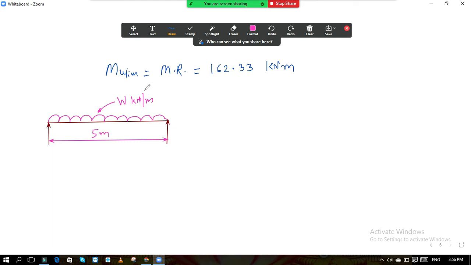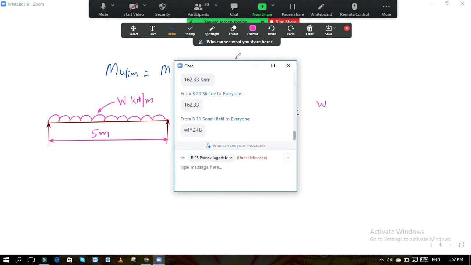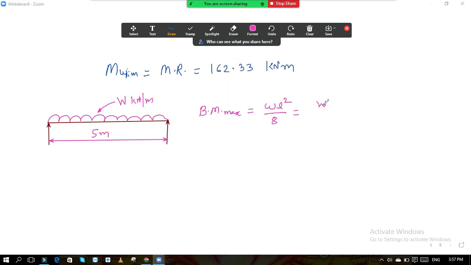Okay. So now here this is the beam. What is the formula to calculate the maximum bending moment of this beam? You know that this beam is simply supported carrying UDL. So what is the maximum bending moment? It is WL square by 8, which is equal to W, which we don't know, so I will keep it as it is, W into L square. L we know, 5 square, divided by 8. This is the maximum bending moment.